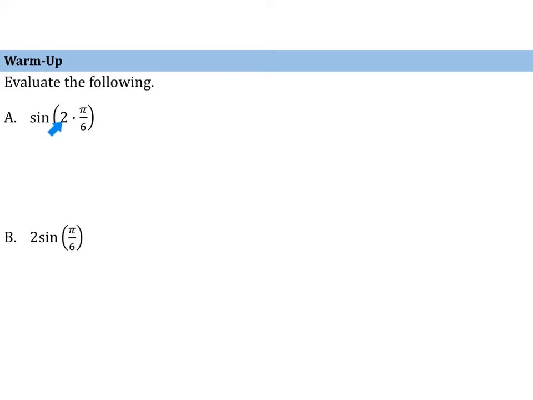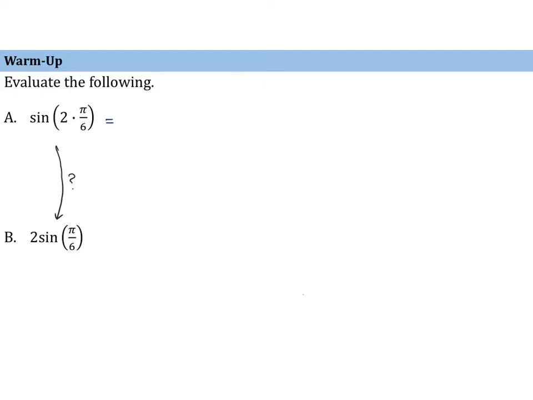What happens with this 2 inside the argument of our sine function? Can we just pull out the 2, find the sine of pi over 6, and multiply the sine of pi over 6 by 2? In other words, is this the same as this? Well, let's take a look.